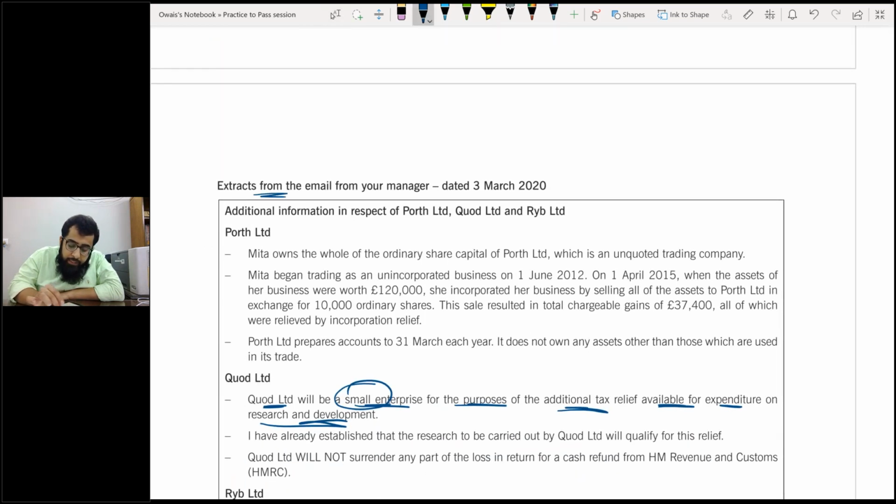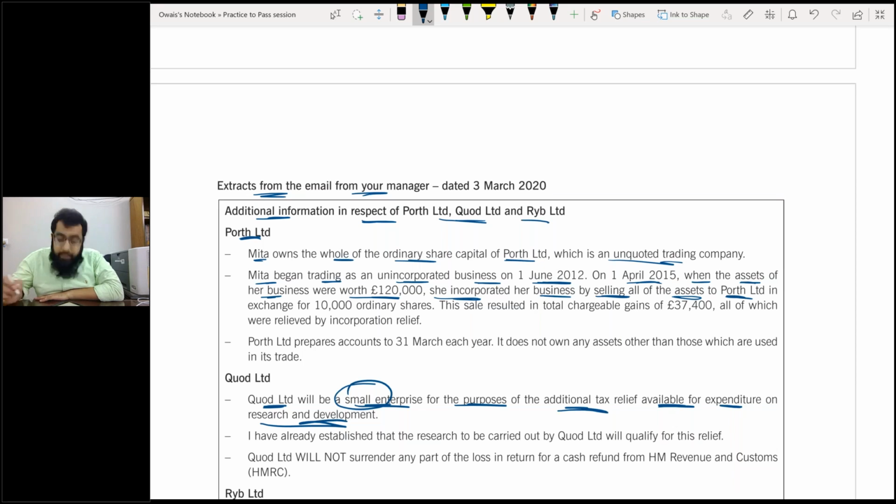Extract from email: additional information in respect of Port, Quad and RIBE. Meta owns the whole of the share capital of Port, which is an unquoted company. Meta began trading as an unincorporated business on 1st June 2012. On 1st April 2015, when the assets of her business were worth 120,000, she incorporated her business by selling all assets to Port Limited in exchange for 10,000 shares. The sale resulted in a gain of 37,400, all of which was relieved by incorporation relief.